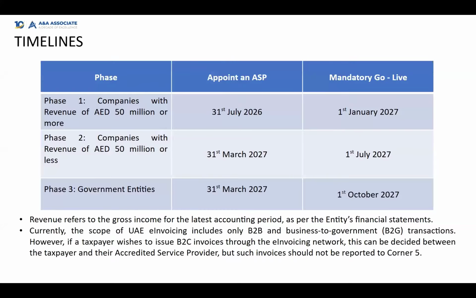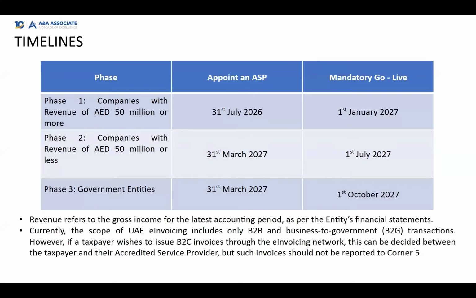This particular slide talks about the phased rollout timelines for e-invoicing. And the implementation of e-invoicing has been currently divided into 3 phases. Now, these 3 phases have been determined on the basis of the type of entity and how much revenue they are generating. And for each of the three phases, there are two key milestones that have to be checked. One is, when is it required to appoint an accredited service provider, that is your ASP, and when is it that the companies have to start issuing the e-invoices through the network.